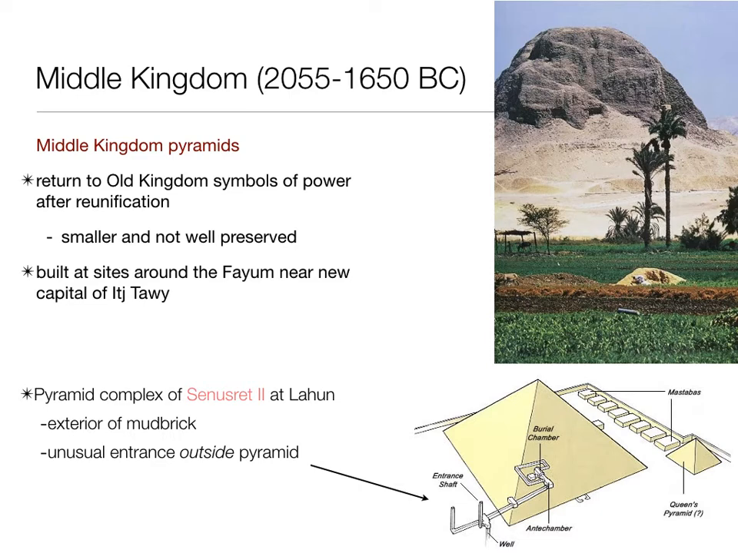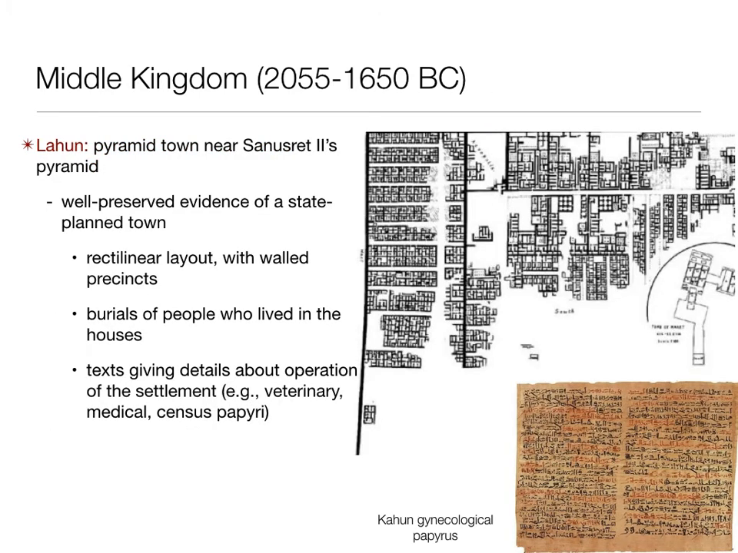Built near the capital of Ichtawe, near the Fayum, of course, and a slightly different kind of architectural features where you've got an entrance outside the pyramid and leading to a chamber or leading to a kind of a causeway and so forth. But you have similar sorts of ancillary buildings like mastabas for local officials, the Queen's Pyramid, etc. So some similarities that continue on. And also a pyramid town associated with this pyramid, Senusret's pyramid at the site of Lahun. And again, this is a good example of a state-planned pyramid, or pyramid town, state-planned town, basically.